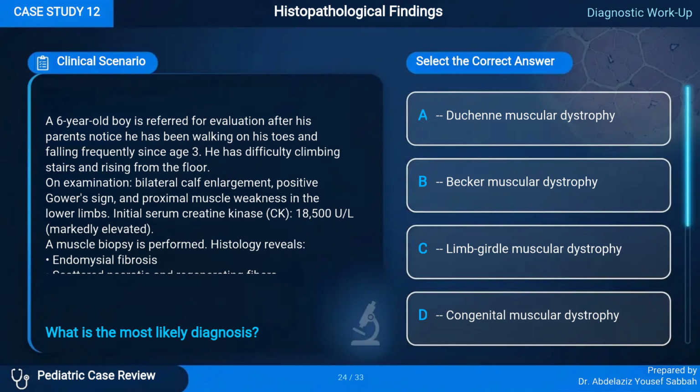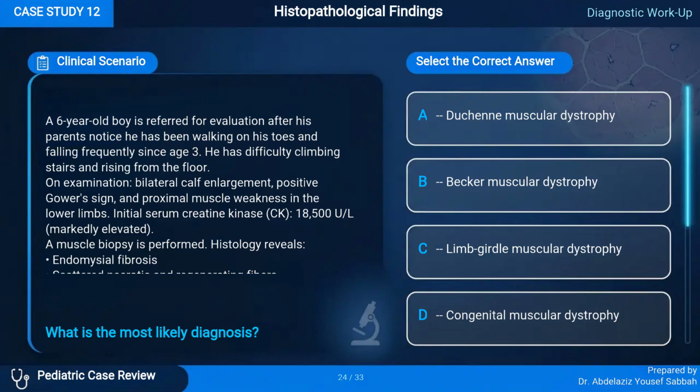A muscle biopsy is performed. Histology reveals endomysial fibrosis, scattered necrotic and regenerating fibers, and mononuclear inflammatory infiltrates. Immunohistochemistry shows complete absence of dystrophin staining on the sarcolemma. What is the most likely diagnosis?